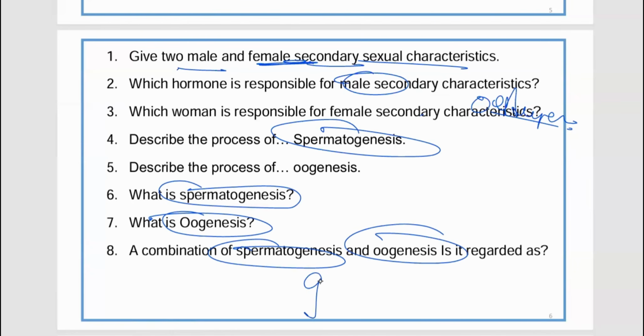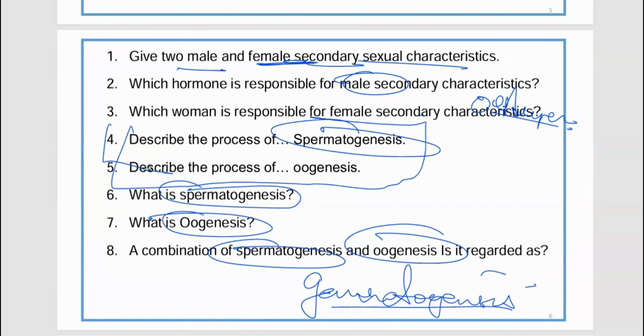Gametogenesis, yes, because those are gametes. So now you need to know how to describe the process of spermatogenesis and oogenesis. Here, the answers are straightforward.